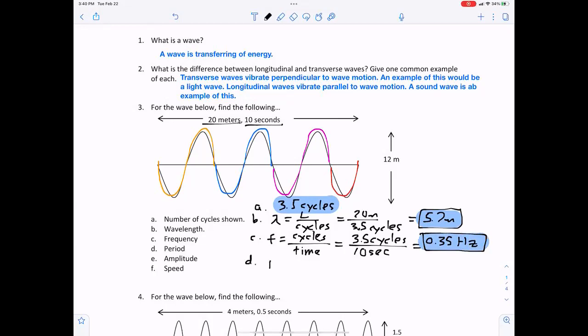Part D. Well, the period can be found by taking the inverse of the frequency. So the inverse, 0.35 is the frequency, 0.35 inverse is roughly about 2.85 seconds.